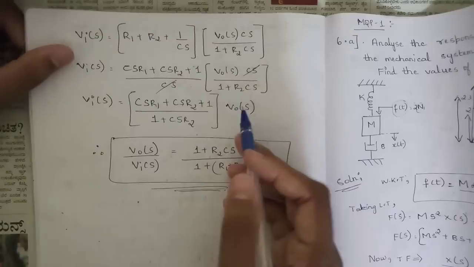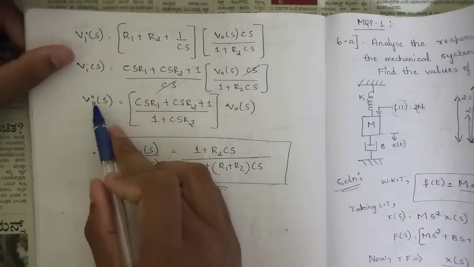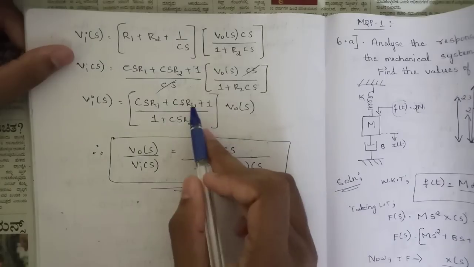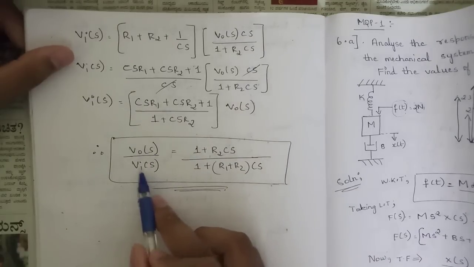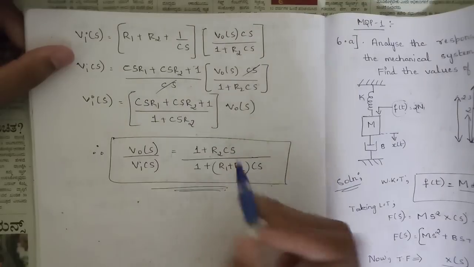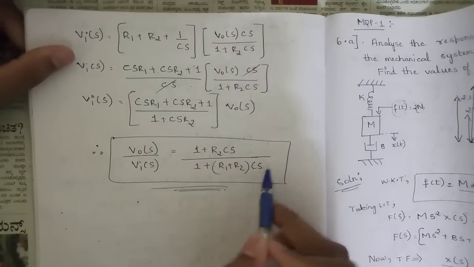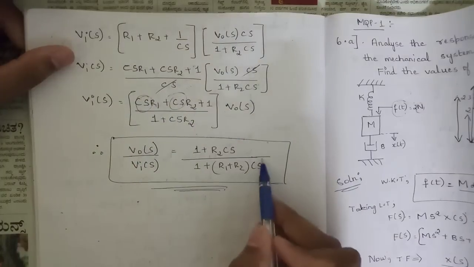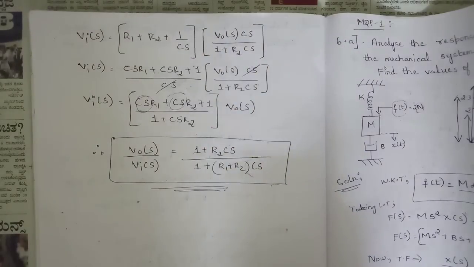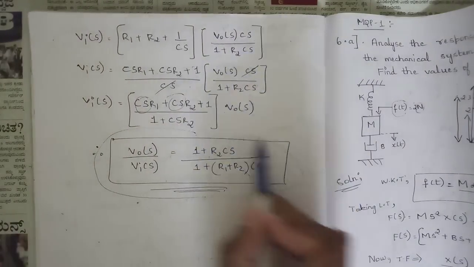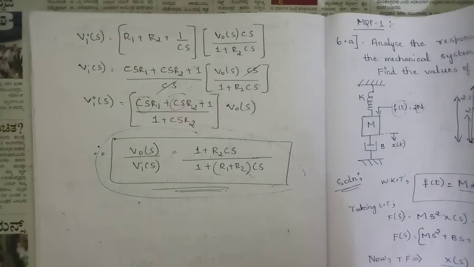From this we can compute V naught of S divided by Vi of S: bring Vi of S to this side and bring this CsR1 term to the denominator. So V naught of S divided by Vi of S is equal to 1 plus R2 Cs divided by 1 plus R1 plus R2 Cs. Here Cs is common, so I have taken it outside and written it as 1 plus R1 plus R2 Cs. So this is the simple transfer function, the relationship between output and input for the simple network shown. Hope you understood this problem.